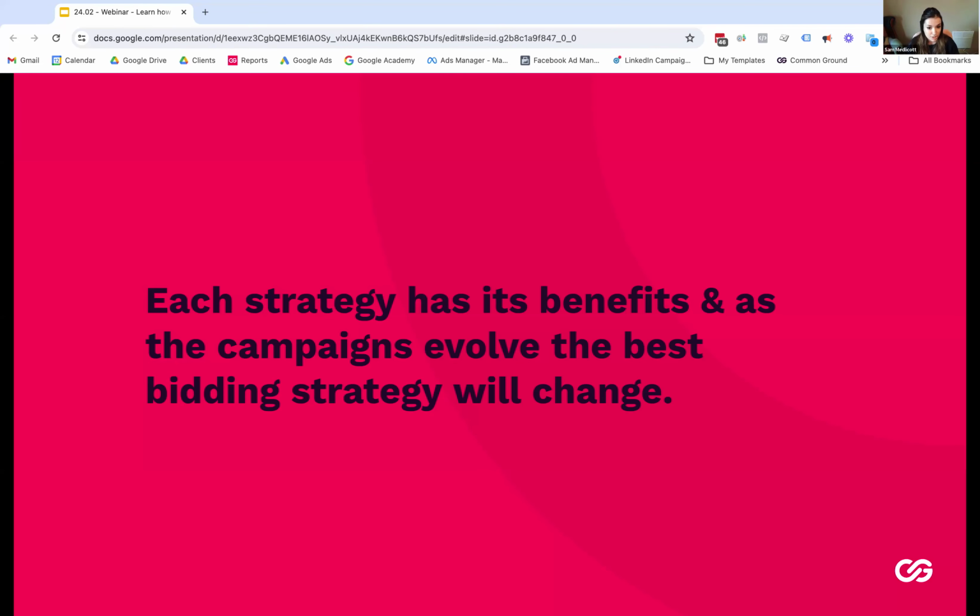Each strategy has its benefits, its pros and its cons. As campaigns evolve over time and get more data, the best bidding strategy will change. So it's not something where you can just set up a campaign, say yep, I want to use maximize conversions, and then let it sit there and run forever, because you're not going to get the best results. You need to test, develop, and learn, and keep things up to date with best practices as well.